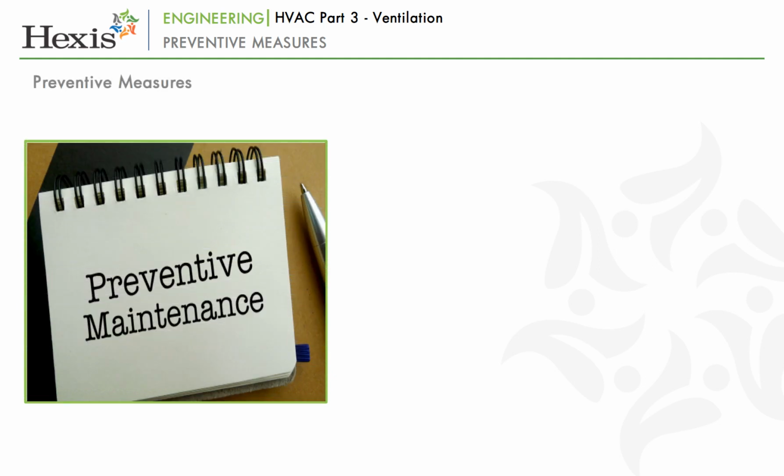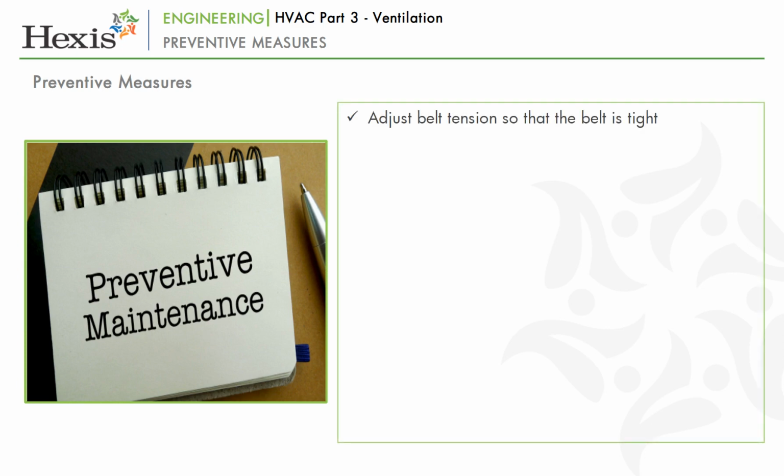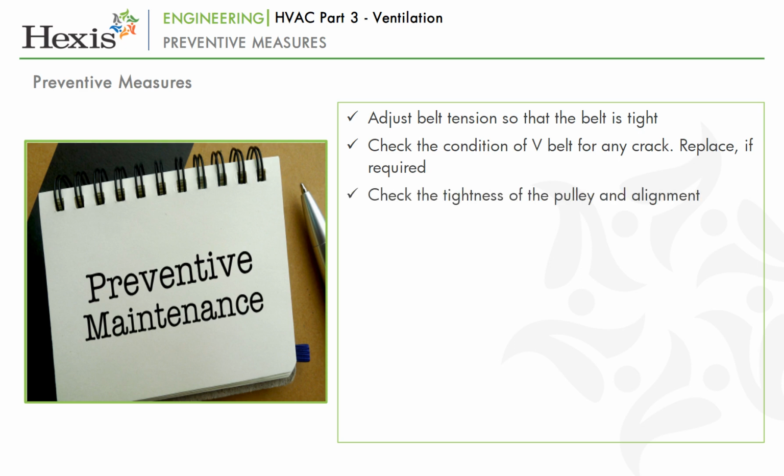Some preventive measures need to be taken for proper functioning of these equipment. Let's understand them. Adjust belt tension so that the belt is tight. Check the condition of V-belt for any crack. Replace if required. Check the tightness of the pulley and alignment. Check for any abnormal noise or vibration and tighten fastener if required.